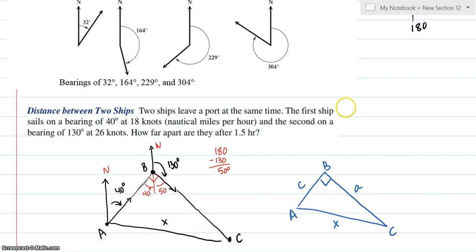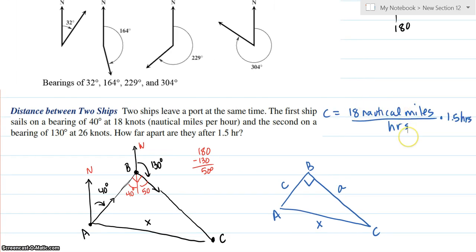So we know what A and C are because C, for instance, that is that first ship. So he was going at 18 knots, and that was per hour. And they want to know, if they said 1 hour, that would have been so much easier, but they said at 1.5 hours. So if we take this and multiply it by 1.5, you would get how far he is in nautical miles. So again, 18 nautical miles per hour. I guess you could just say per hour there. Times 1.5 hours is 27 nautical miles.